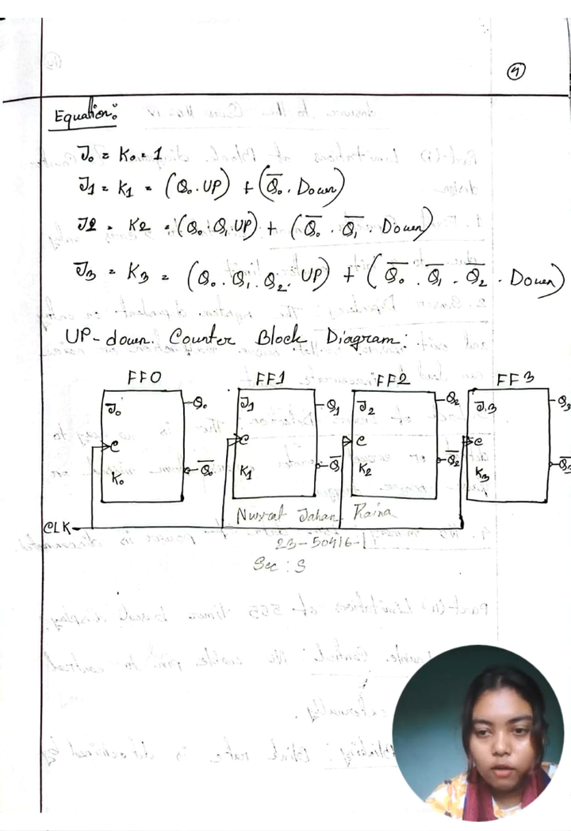The outputs of these flip-flops, Q3, Q2, Q1, Q0, represent the 4-bit binary count. This output represents the current number of entries minus exits.